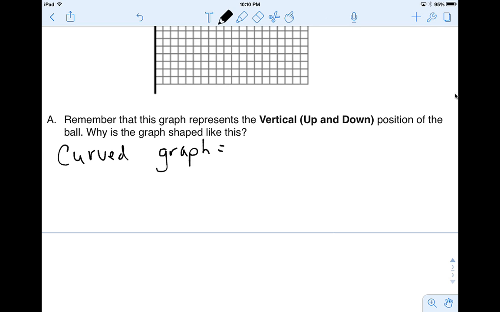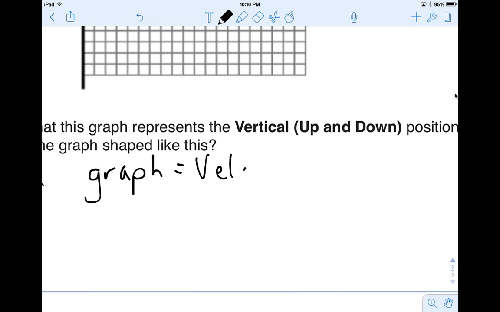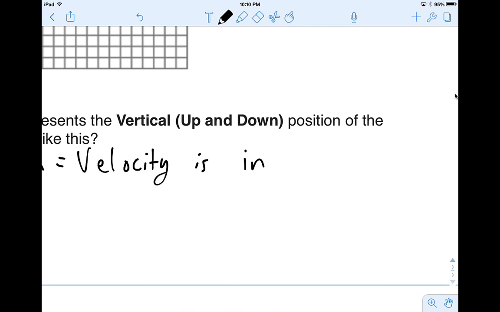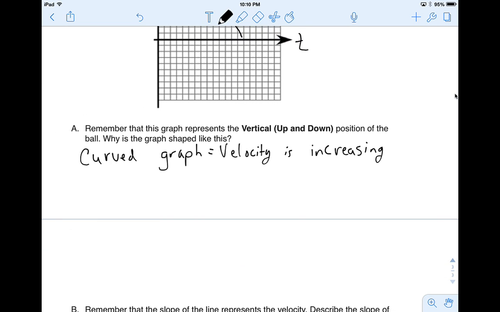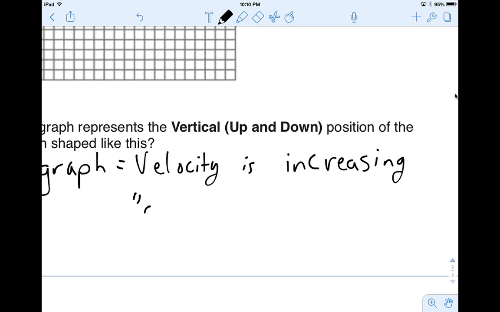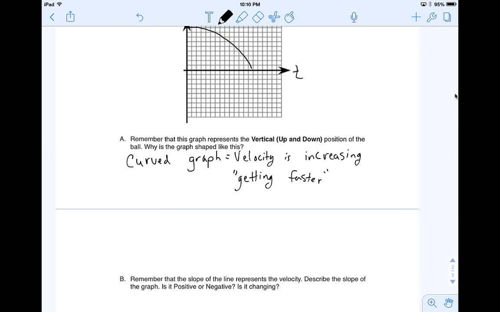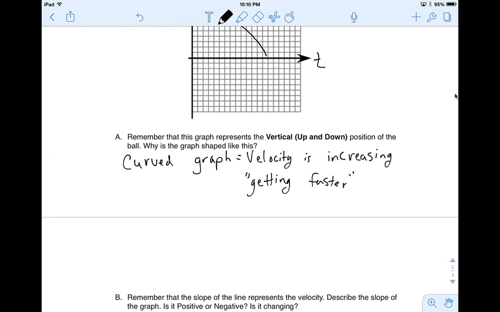So anytime my graph is curved, that means that velocity is increasing. That looks like an E, but it's not. It's a C. That still looks like an E. It's not an E, it's a C. There we go. Velocity is increasing. And I'm going to write, it's getting faster. Remember, it's not getting faster side to side. It's only getting faster up and down.